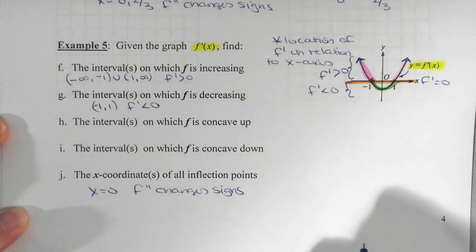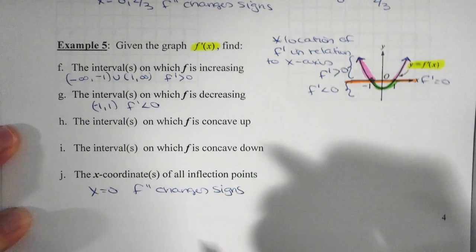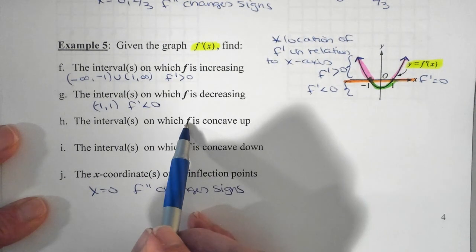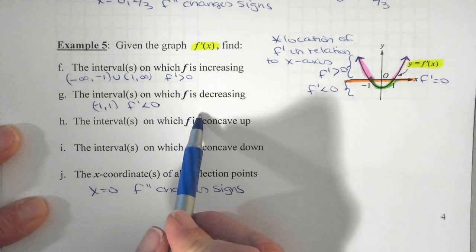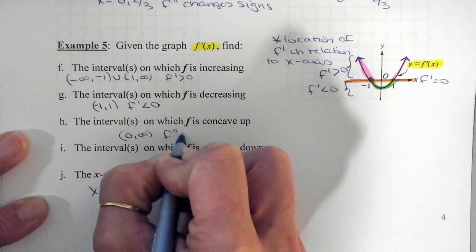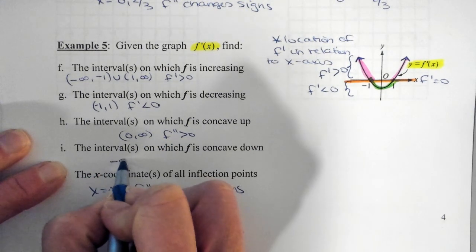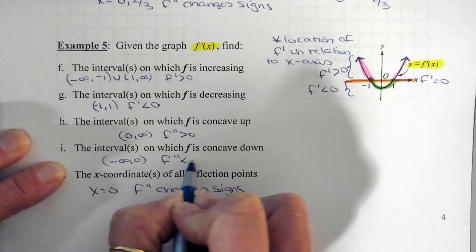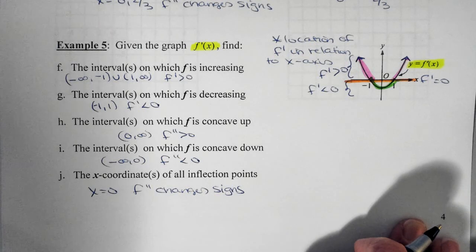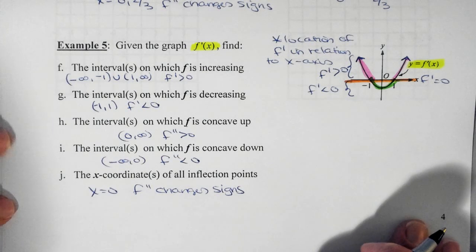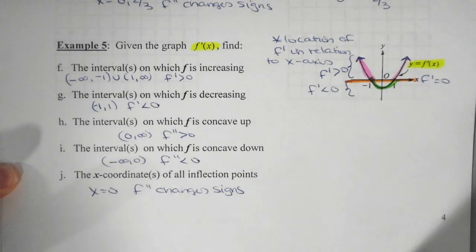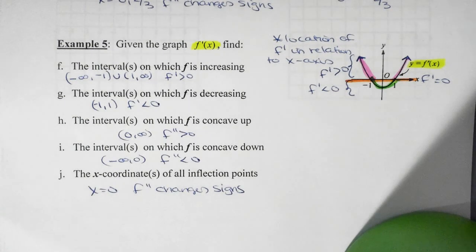No, it's not. Say again. 0 to infinity. This is f prime's graph, not f. Remember, we're talking about where f is concave up. Do you see? Okay, so this is from 0 to infinity because f double prime is greater than 0. So then from negative infinity to 0 would be where f double prime is less than 0. Okay, that's where we have to be really, really careful to describe what we're looking at and what we're talking about.